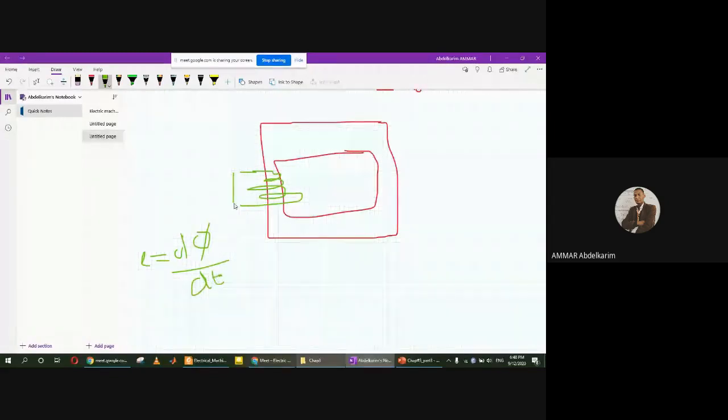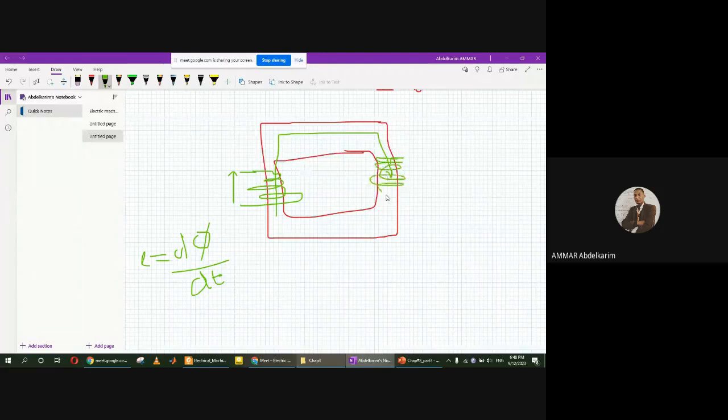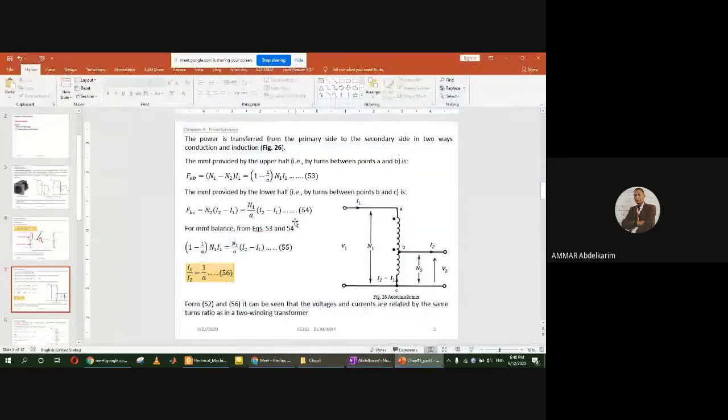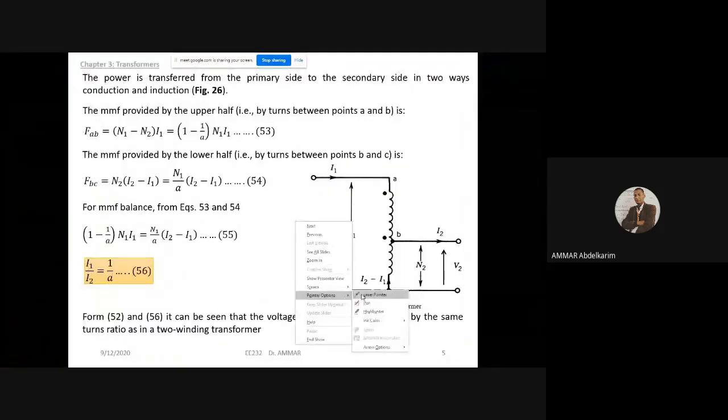d phi over dt. So the voltage across the primary will create flux. That flux, when it gets to the secondary, will create another induced voltage here according to the same rule, which is Faraday's law. So the EMF here is d phi over dt. Of course, here we have a number of turns times d phi over dt. This is the principle of the conventional transformer. However, here the power of the auto transformer will be transferred in two ways.